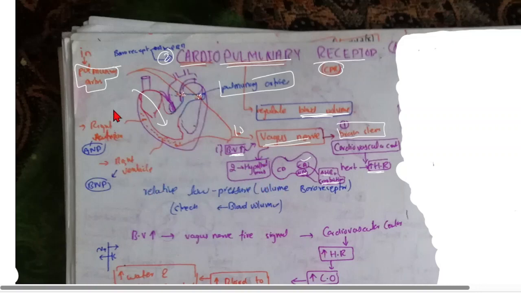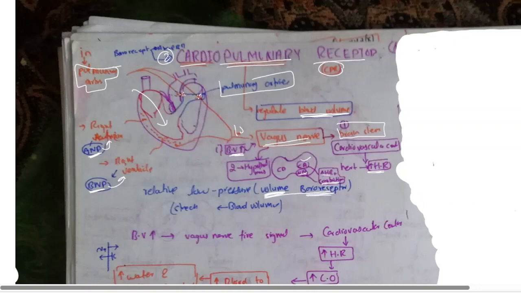Next, you have to remember that in the ventricle and the atrium there are ANP, atrial natriuretic peptide, and BNP. BNP is present in the ventricle and ANP is present in the atrium. You have to remember this. It is also called a relatively low pressure and volume baroreceptor, because the pressure is less here.